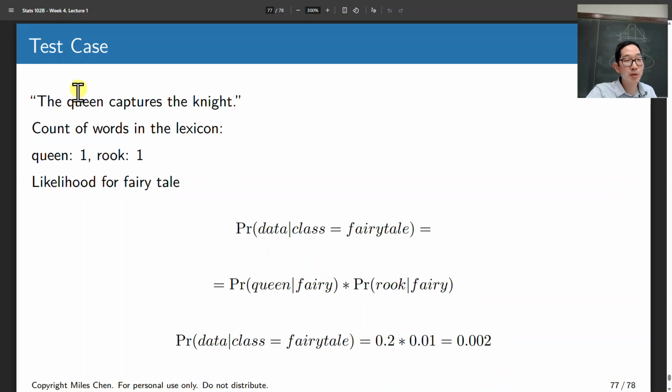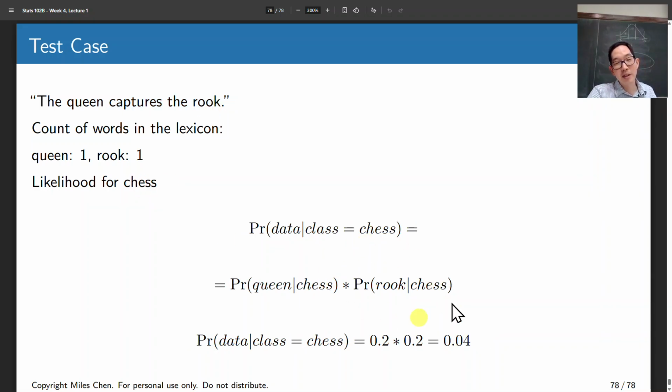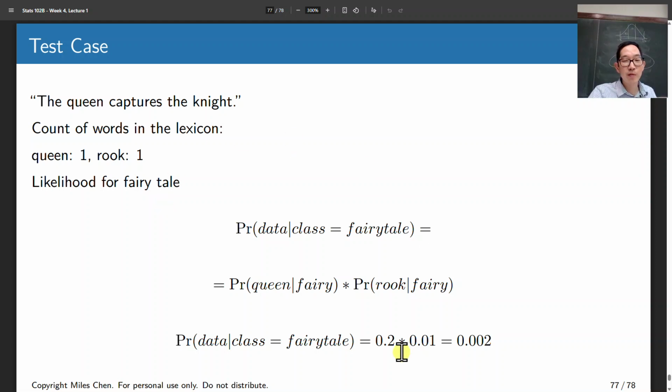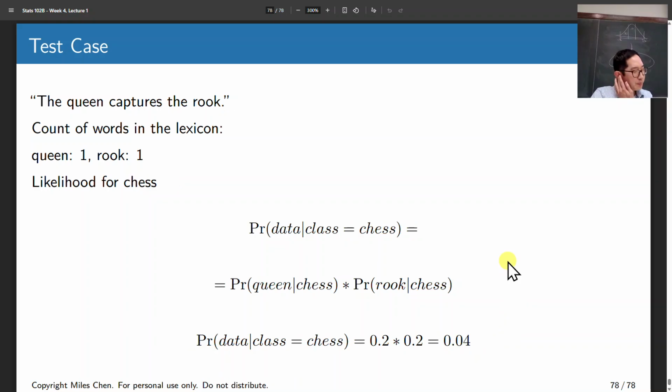This one I copied and pasted wrong, but it should be, the queen captures the rook. For chess, it's 0.04, but for fairy tale, what's the likelihood of rook appearing in a fairy tale? 0.01. So now the likelihood of this sentence is much lower, 0.002. Again, these are very simple examples, but you can imagine this being expanded with a much bigger lexicon and a whole bunch of different document classifications, and it can be used as a quick and simple way of classifying documents.